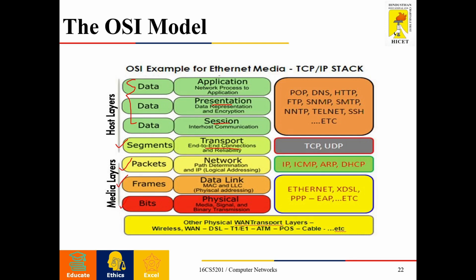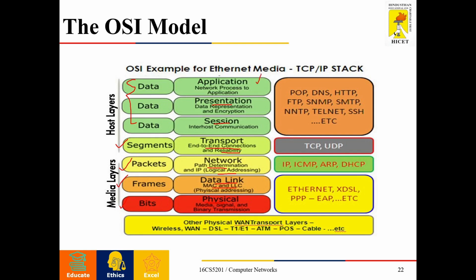In the transport layer, an end-to-end logical connection is required, and it offers reliability once the logical connection is established between host to host. In the network layer, path determination and logical addressing will be taken care of. In the data link layer, MAC and LLC, media access control and logical link control, and the physical addressing will be taken care of. The physical layer handles how the data is actually transmitted, in what way the network is being connected, and how the data is transmitted from one host to another host.